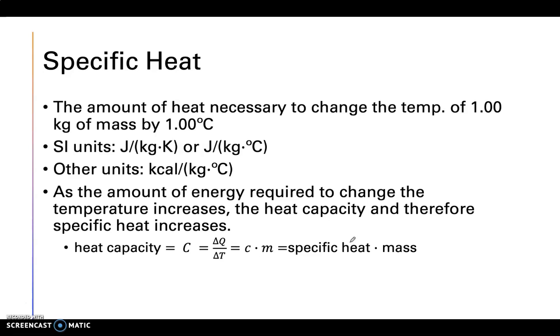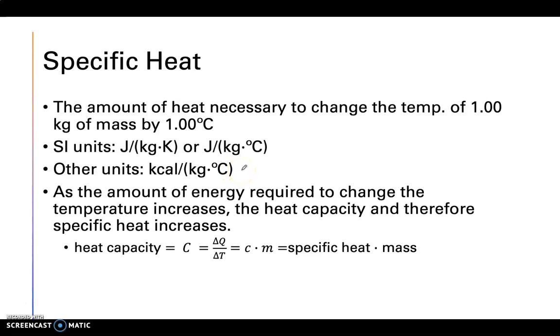All right, so a little more on specific heat. Again, it's the amount necessary to change the temperature of 1 kilogram of mass by 1 degree Celsius. In SI units, we can express it as joules per kilogram Kelvin, or joules per kilogram degree Celsius. Other units, we can put it in terms of kilocalories per kilogram degree Celsius, okay?